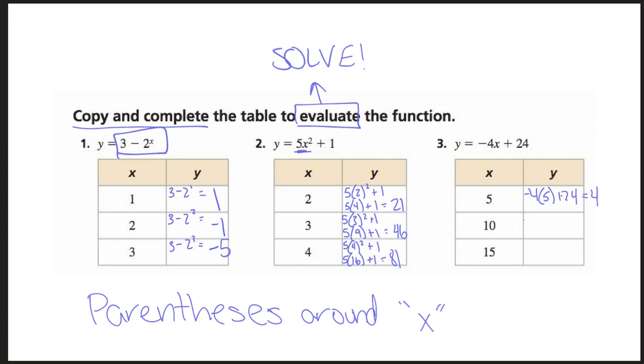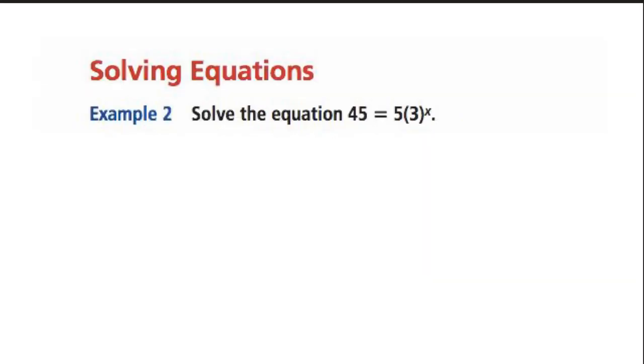Then you have negative 4 times 10 plus 24. So that's negative 40 plus 24. So that is a negative 16. Then negative 4 times a 15 plus 24. That's negative 60 plus 24, which is negative 36. And that is it for this problem.